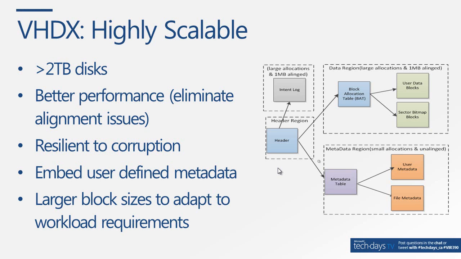Starting off with VHDX, first thing to note is that in Windows Server 2008 R2, the maximum size for a VHD file was 2 terabytes, and some of our customers indicated that in fact was too small. So what VHDX allows you to do is have larger than 2 terabyte virtual hard drive files, up to 16 terabytes today. Also, overall, you get much better performance with the VHDX format, so some of the alignment issues that people experienced today will not be there, and it's going to give you much better performance.